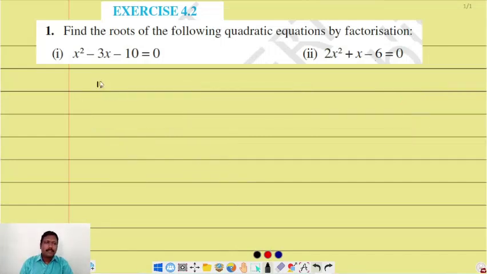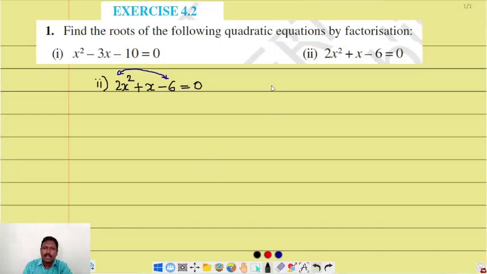What is the second question? 2x squared plus x minus 6 is equal to 0. So here also you have to check the product. Product means you have to consider these two, the coefficient of x square and the constant term. These two you have to consider, in 2x square plus x minus 6.